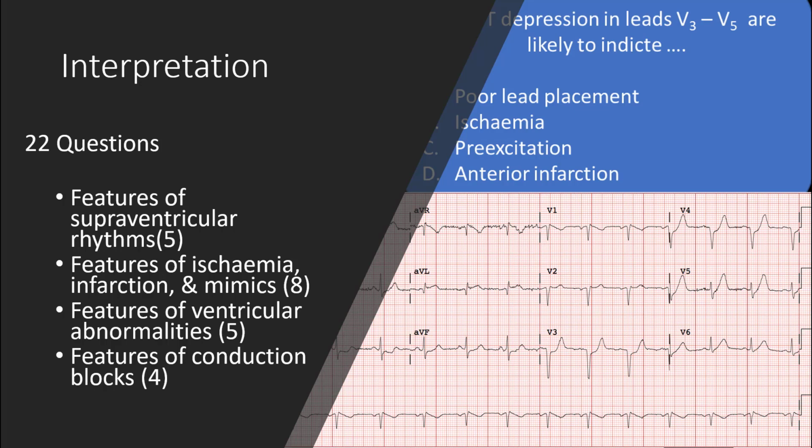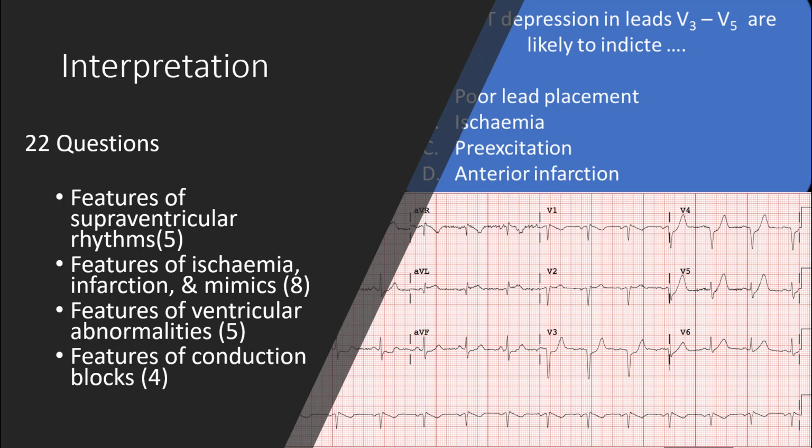So 5 questions related to that. So it might not be a full analysis of a rhythm. It might be a very focused look at an aspect of a rhythm that identifies it as being supraventricular or not. Similarly, there's going to be 8 questions that relate to the features of ischemia, infarction, and mimics, and 5 more questions that will be features of ventricular abnormalities. So this may again be related to rhythm or conduction problems.